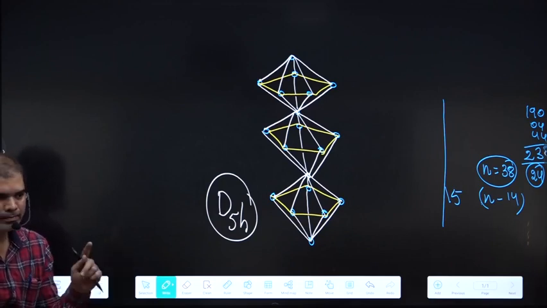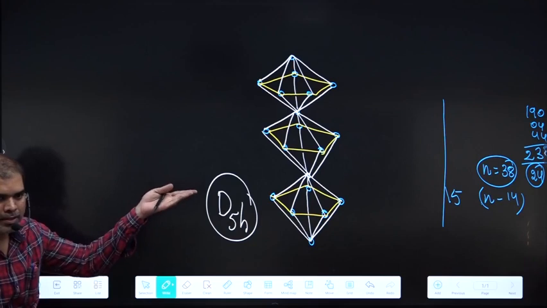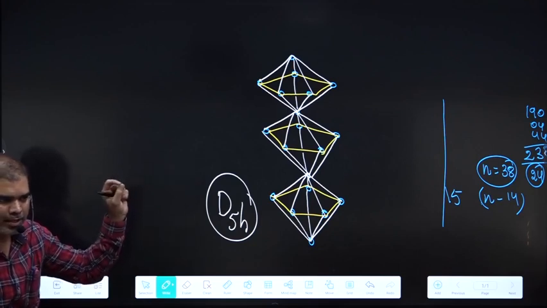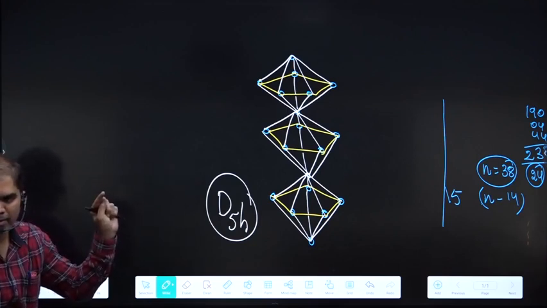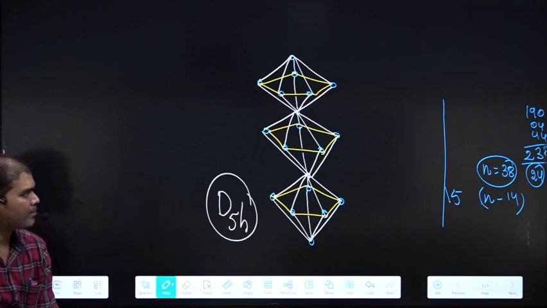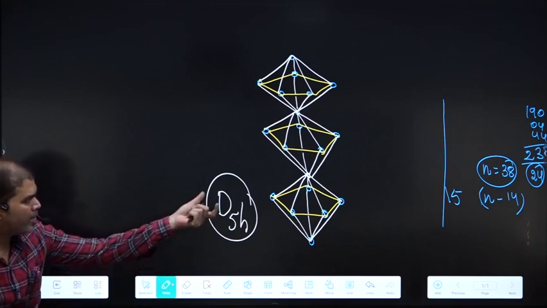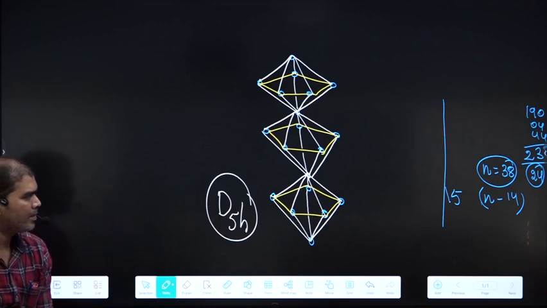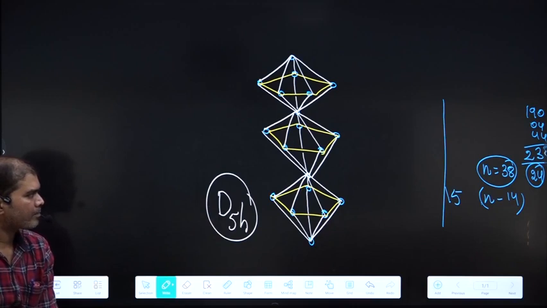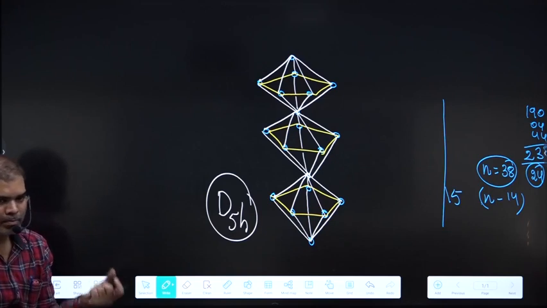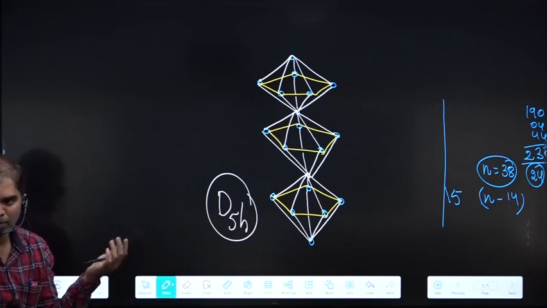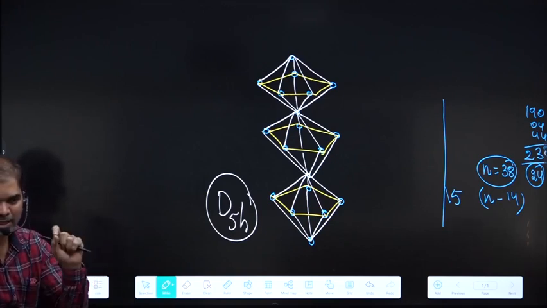How to draw? 3 pentagons first you put. Above and below the pentagons you put one more atom. You just join that atom to the pentagon, from above, from below. It is just like a diamond kind of a structure. 3 diamonds are fused. Point group belongs to D5h. So there is no base polyhedra. If you have noticed, there is no base polyhedra on which capping is occurring.